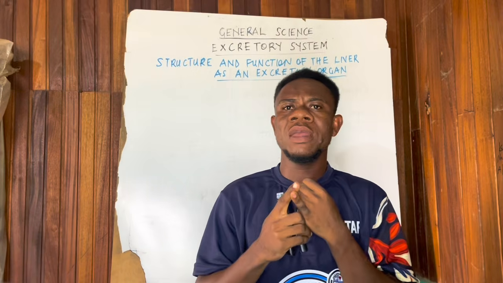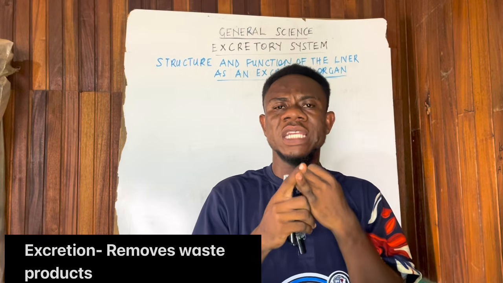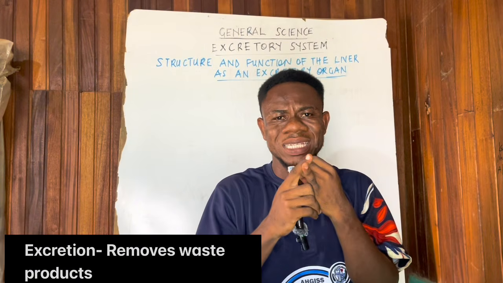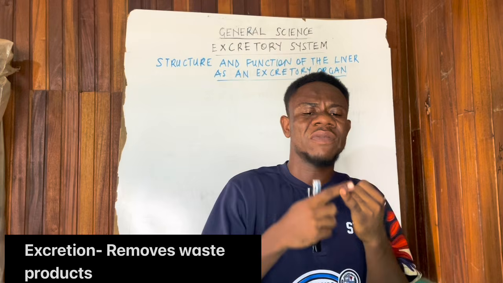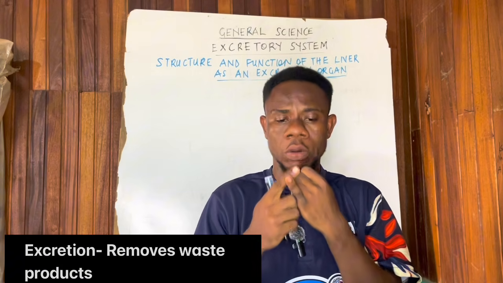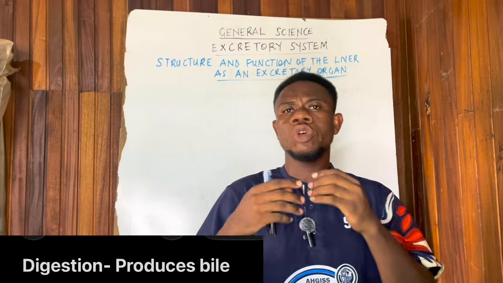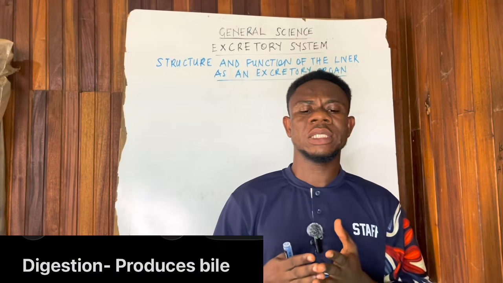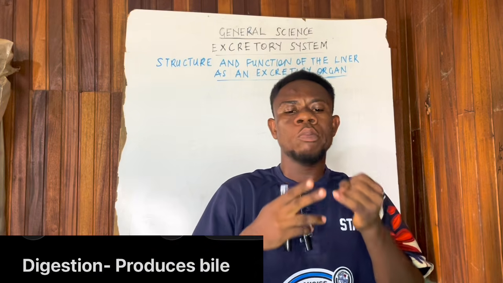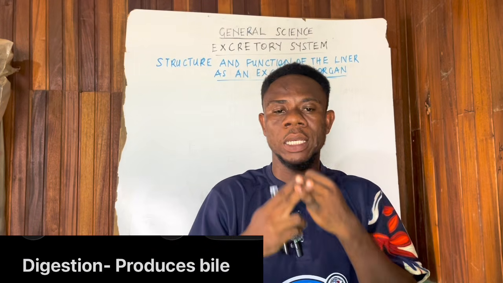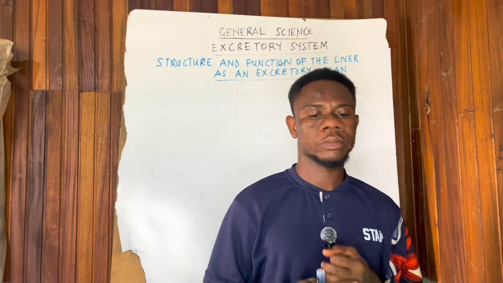At the same time, it aids in excretion. That is, we learned excretion is the removal of waste products. This means the liver also removes waste products. It also helps in digestion. If you talk about digestion, you will say the liver produces bile. That is the bile pigment.